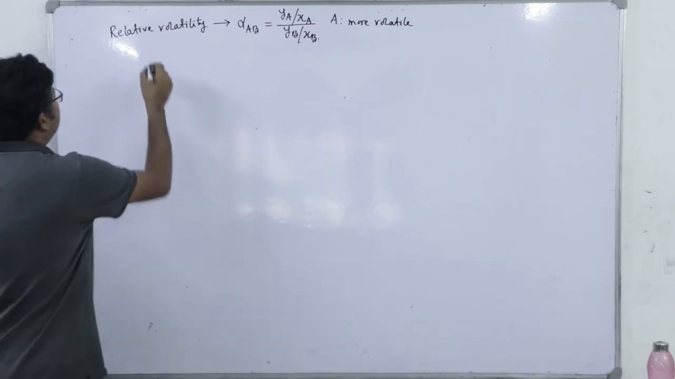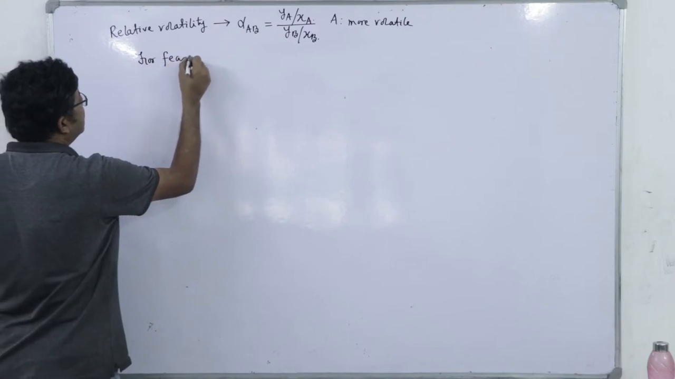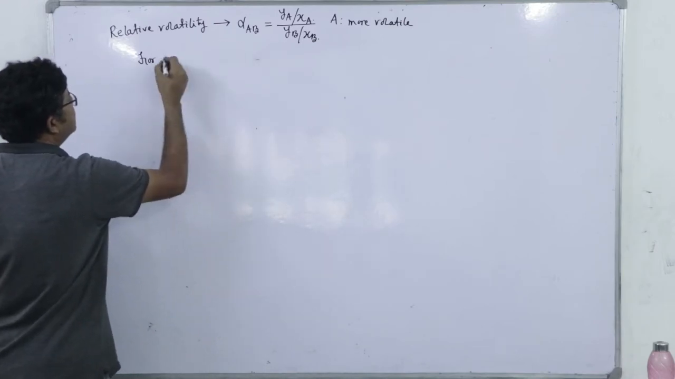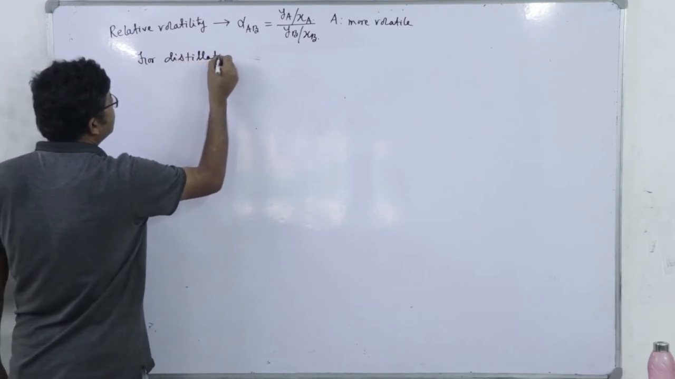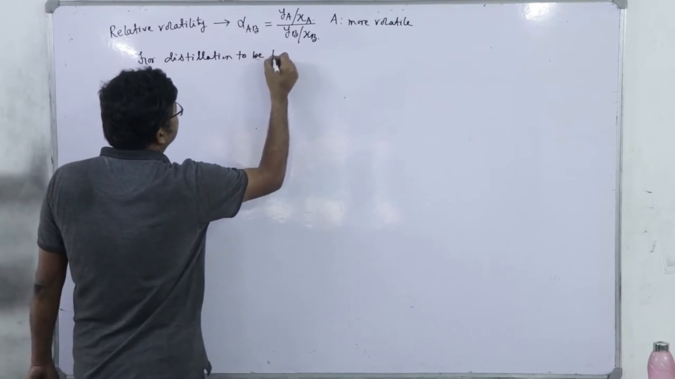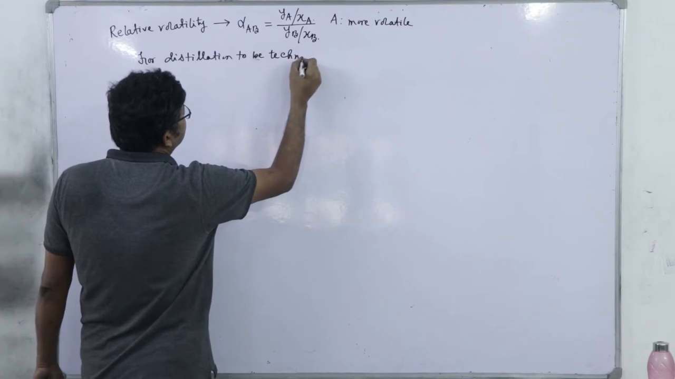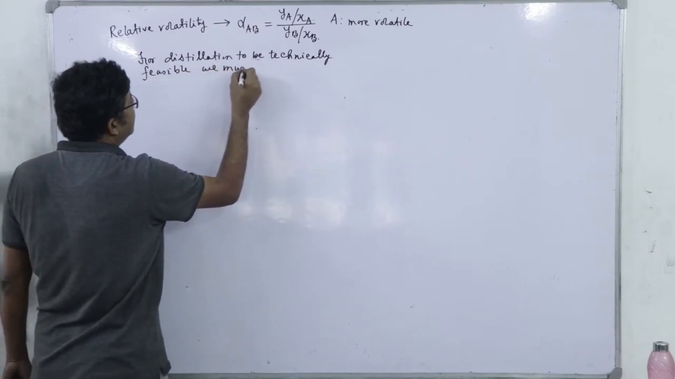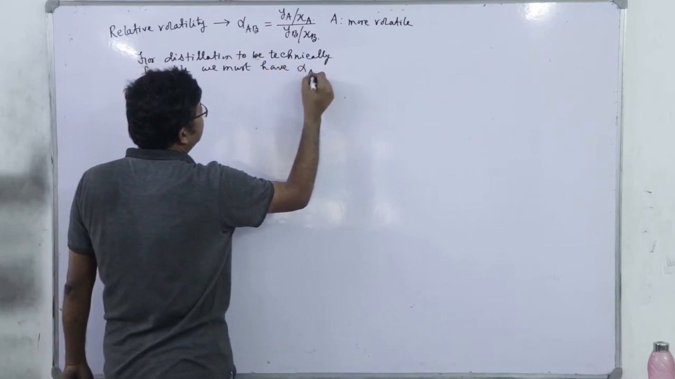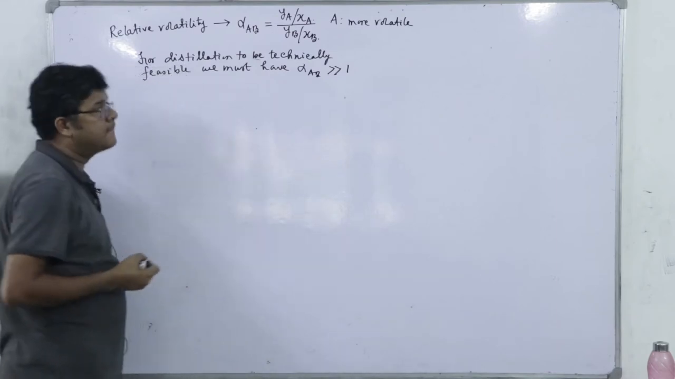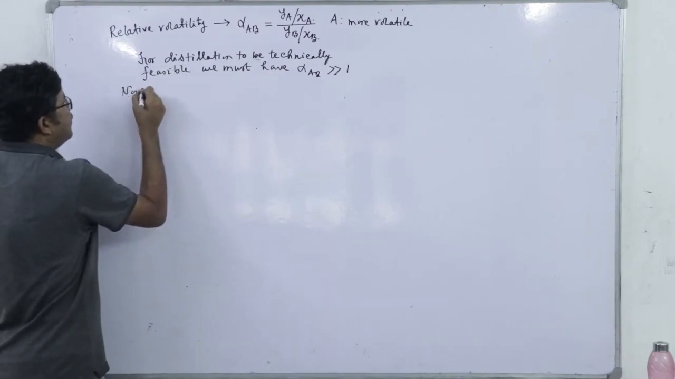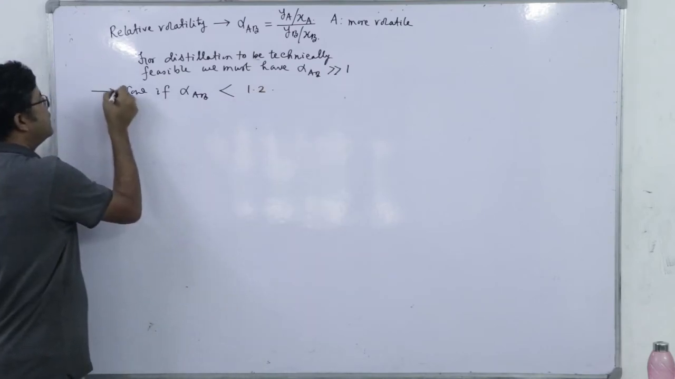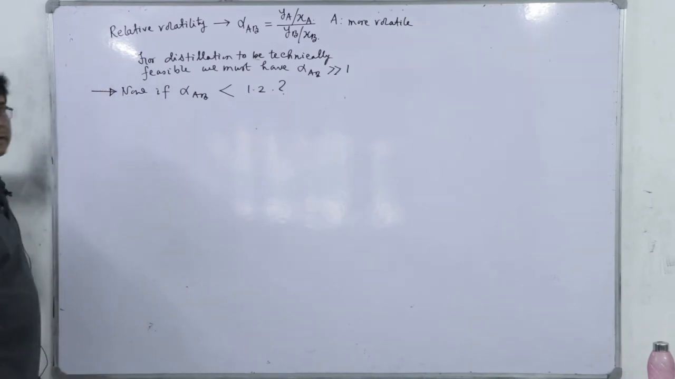right. Now, for distillation to be technically feasible, we must have alpha AB much, much greater than 1. Now, if alpha AB is less than 1.2, so that is the first point to probe in.